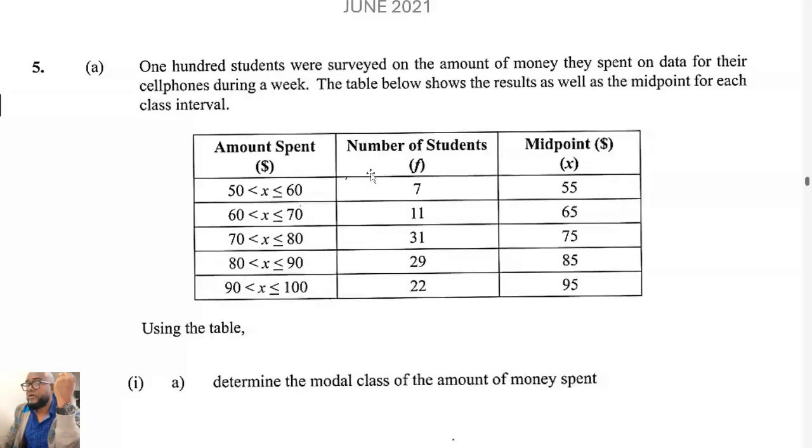Our midpoints will be midway between 50 and 60. Everybody good there? Midway between 60 and 70. Midway between 70 and 80. Everybody good there? Right? Now, point to note.